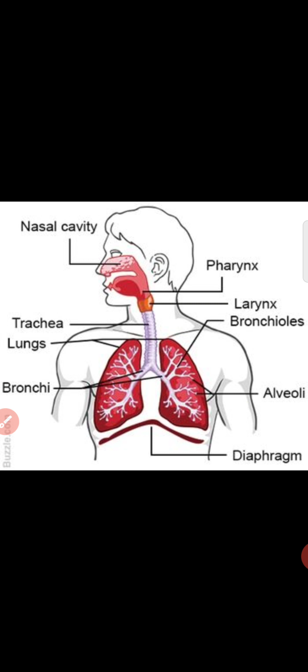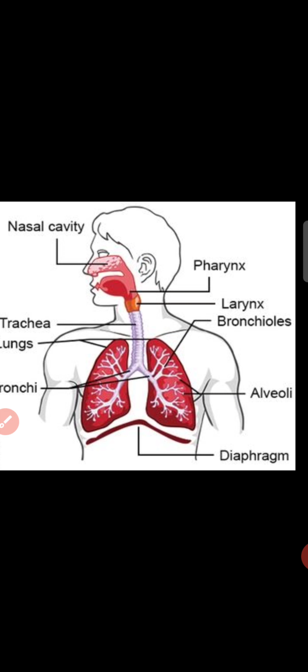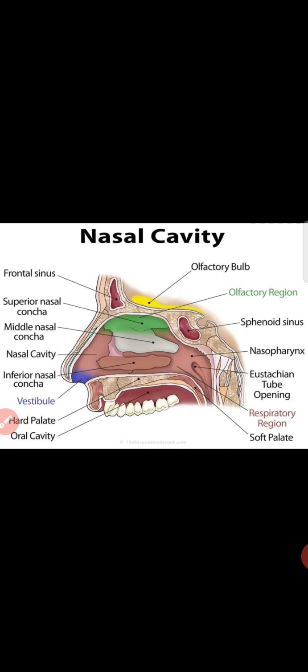The nose posteriorly is connected with shell-like structures called the nasal conchae. There are three nasal conchae: superior, inferior and medial nasal conchae. These play a major part in the process of respiration.